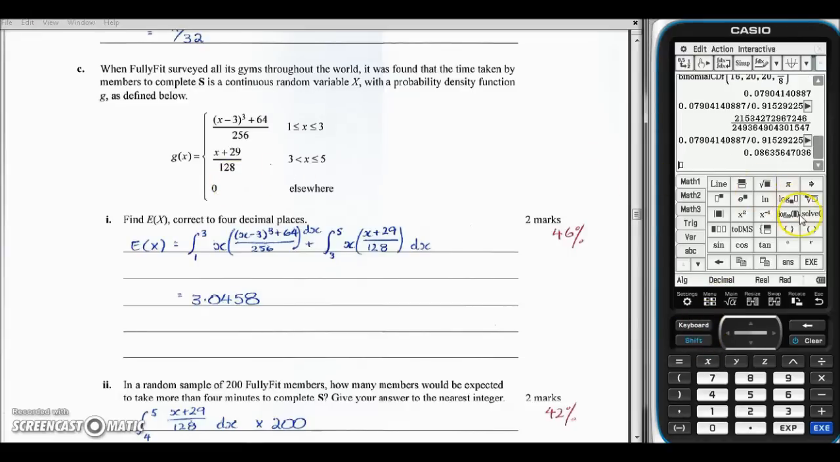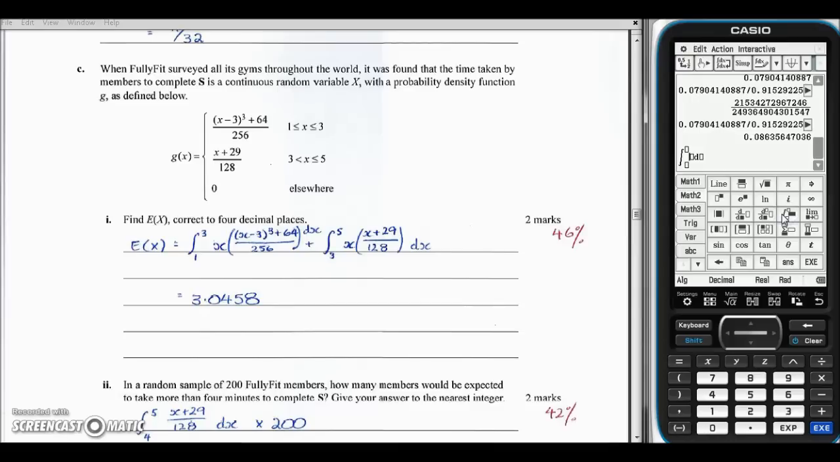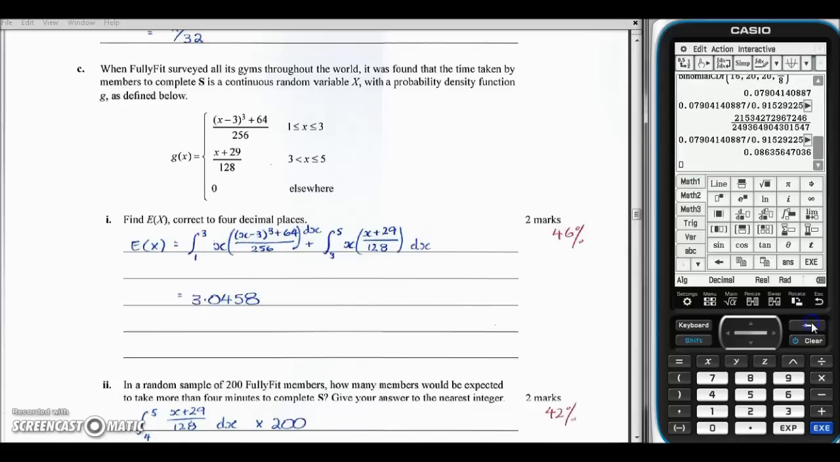So the answer will be the integral from 1 to 3 of x multiplied by the function. I don't think I will actually type all of this in. You can take my word for it that it works. If you type this in, do your dx and then plus and do another one, you should get 3.0458.